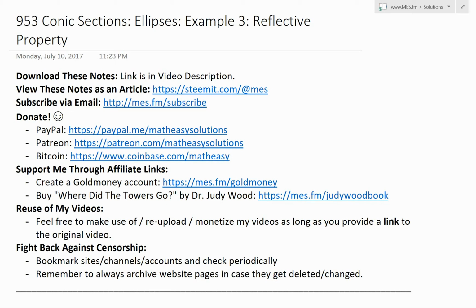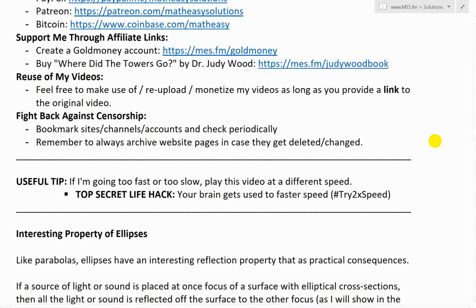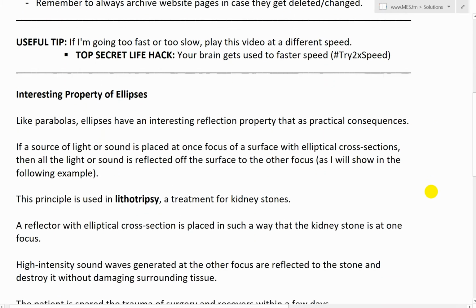Hi, it's time for another math easy solution, to discuss further into conic sections and look further into ellipses. Now we'll go over example 3 of the example series, and now we'll prove a reflective property of ellipses, which makes it actually very useful in real-world applications.